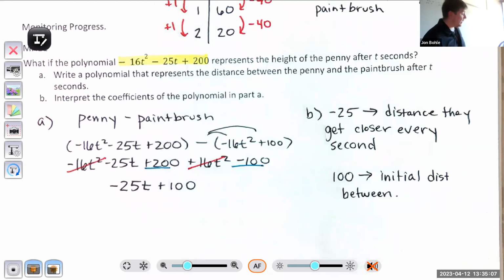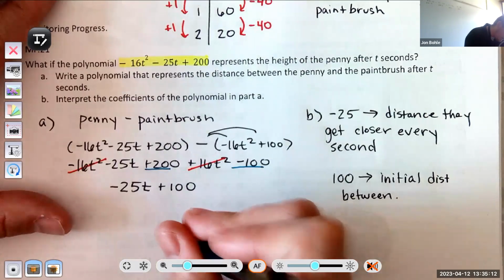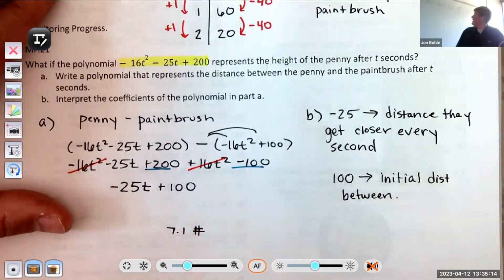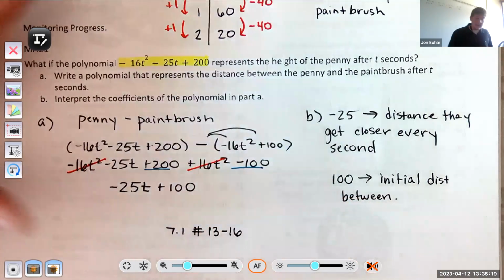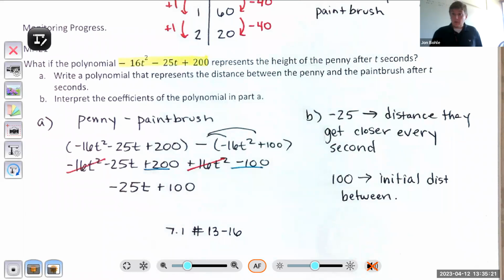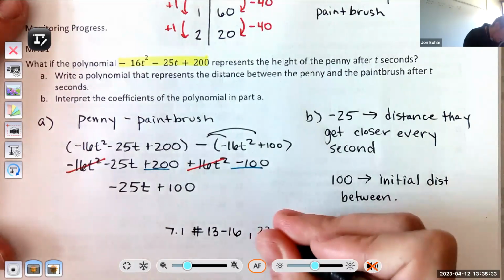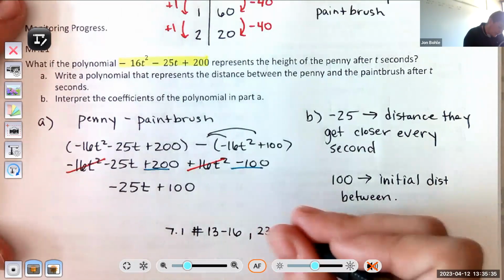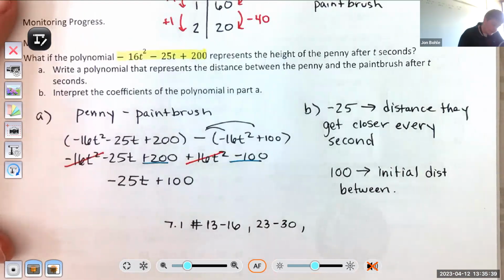Okay, so that's it for the section. Here are your practice problems. Okay, so we're going to start with number 13 through 16. That is going to be a lot like the previous page where we created the table. Make sure you're creating the table, finding the leading coefficient, the degree, writing it in standard form, and the type of polynomial. Okay, next block is going to be 23 through, I believe, 30. 23 through 30, these are going to be the addition problems. Go ahead and do a handful of those.